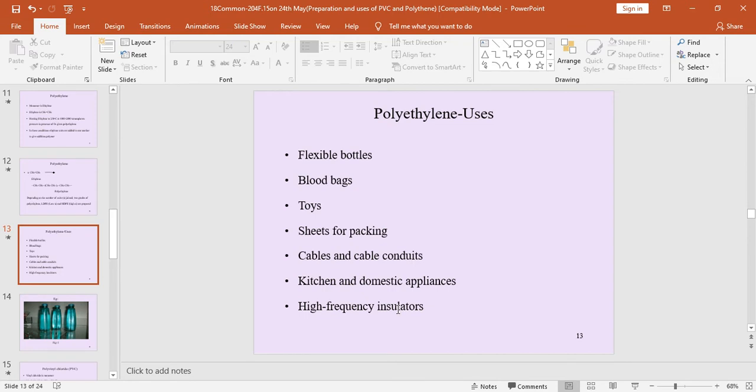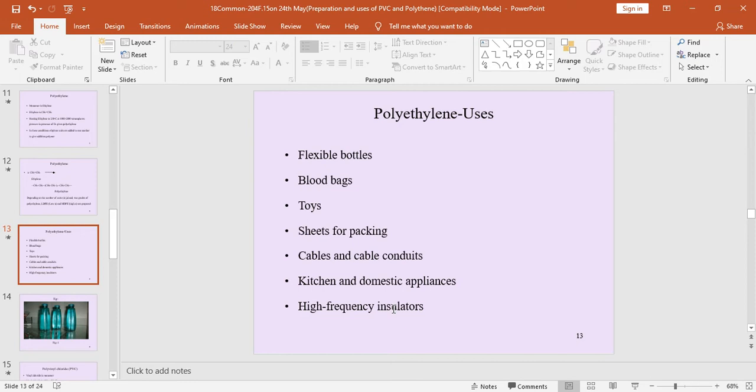Now the uses of polythene, right? How are we using polythene? Flexible bottles, right? Many different types of bottles are prepared from polythene. Next, blood bags are also prepared from polythene. Some toys are also prepared from polythene. Seeds for packing are also packed in polythene.